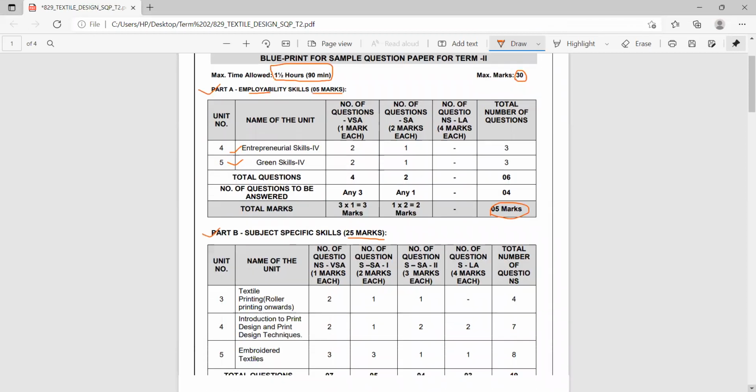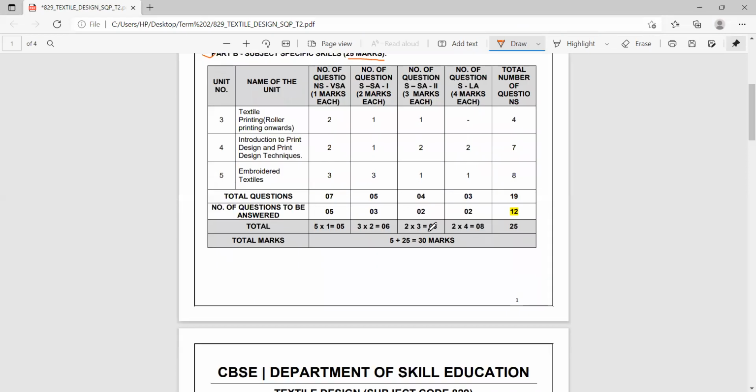Now let us go through the subject specific skills. So in this term, you have these 3 chapters, textile printing, introduction to print design and print design techniques, and embroidered textiles. Ye teenon chapters milake aapke 25 marks ke hai. Aage dekhte hain sample paper mein questions kaise placed hai, to understand for each section, how the questions are given to you.